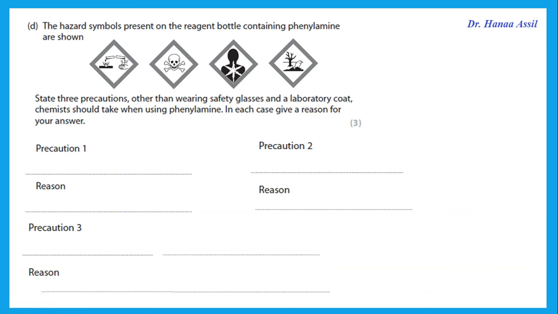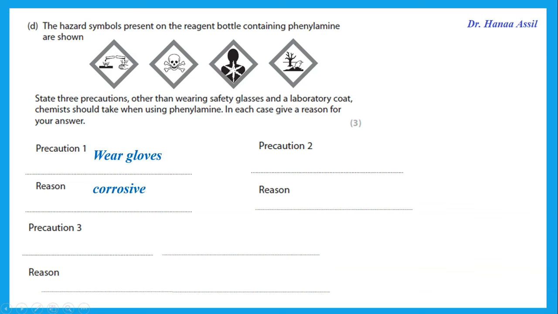The hazard symbols present on the reagent bottle containing phenylamine are shown. State 3 precautions other than wearing safety glasses and a laboratory coat chemists should take when using phenylamine. In each case, give a reason for your answer. So let's see, what do these hazard labels mean and what precaution should we take?